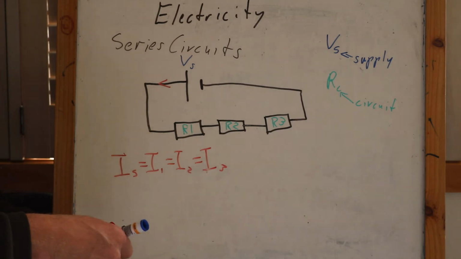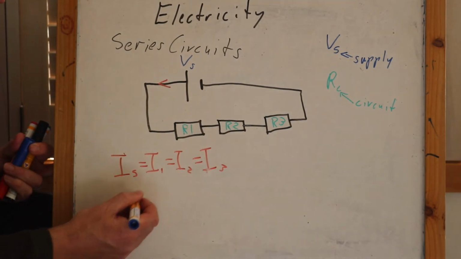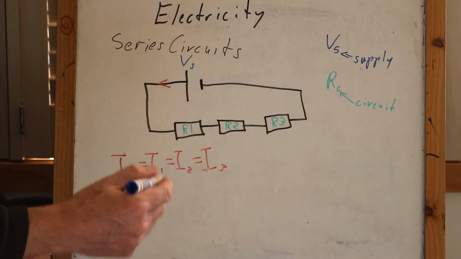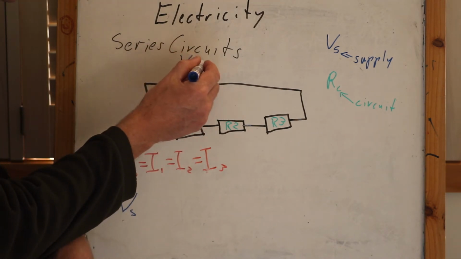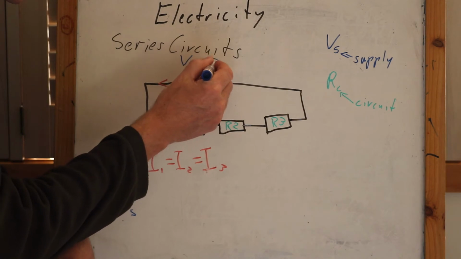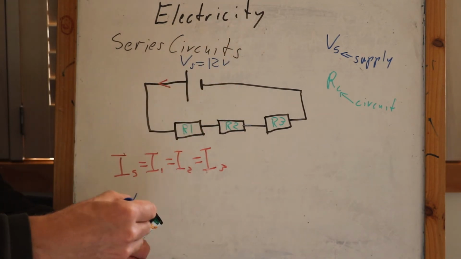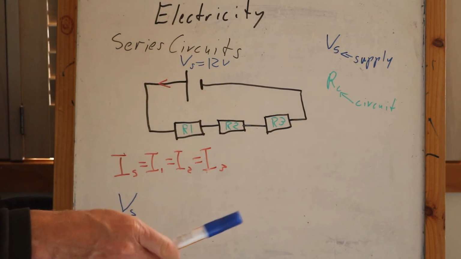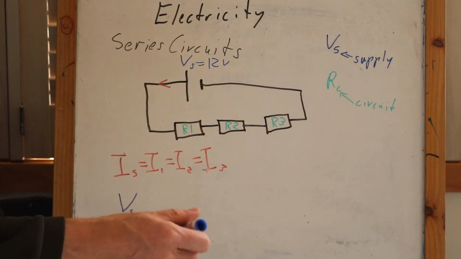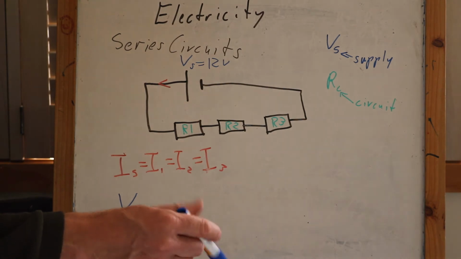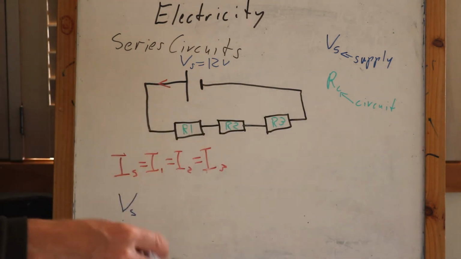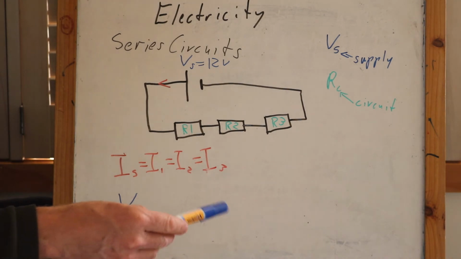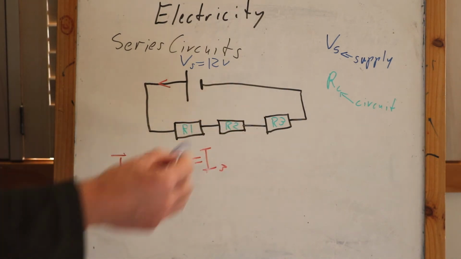What about the voltage? We have a supply voltage. Let's say, shall we give it a value? Okay, let's make that 12 volts. So the voltage from the positive to the negative terminal drops by 12 volts. I've got 3 resistors within that circuit. So I will have 3 steps.